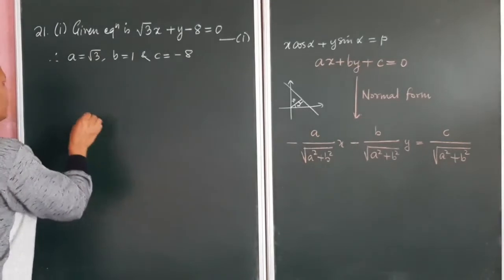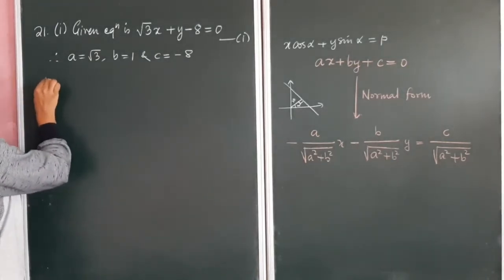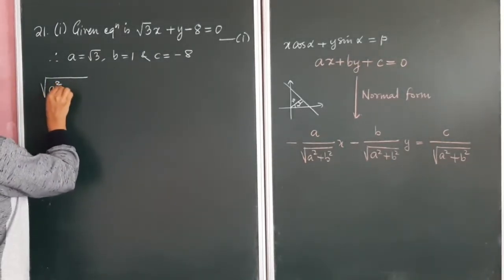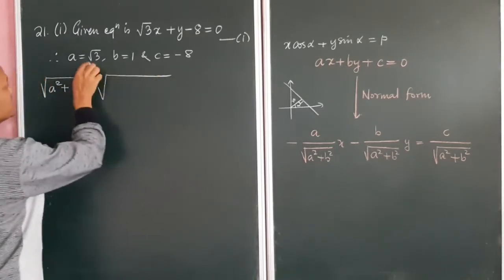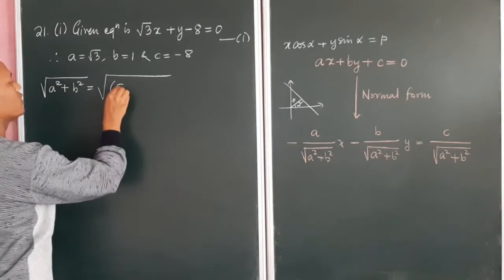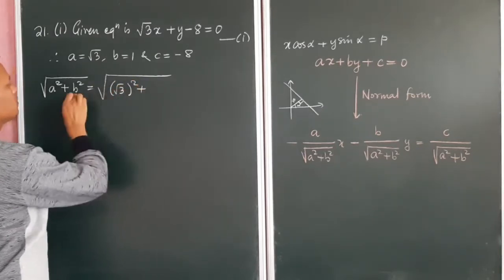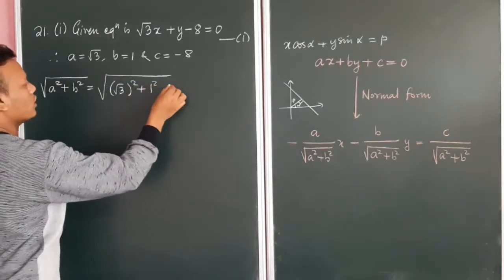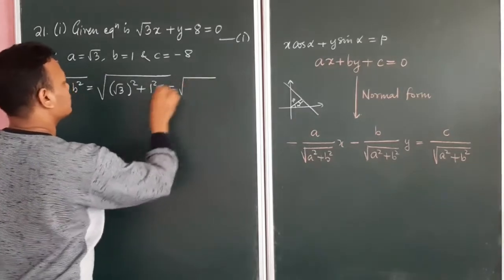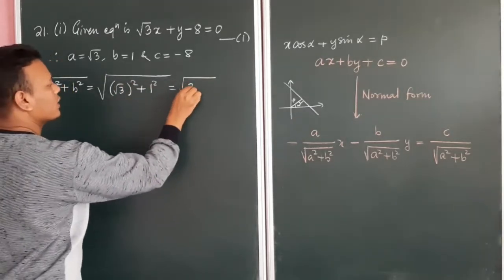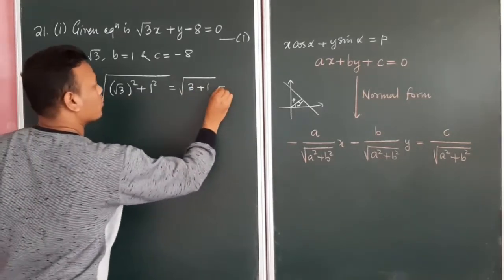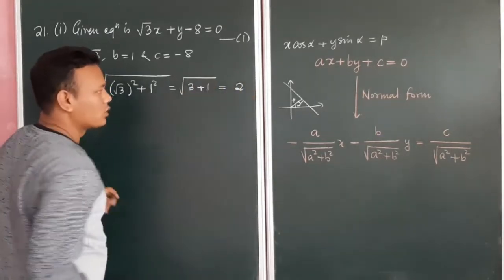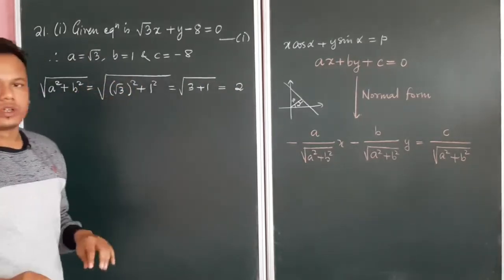Therefore we have square root of a square plus b square, which is square root of root 3 square plus 1 square. Root 3 square is 3 plus 1 square is 1, so 3 plus 1 is 4. So the square root of 4 will be just 2. Alright, so this is the square root.